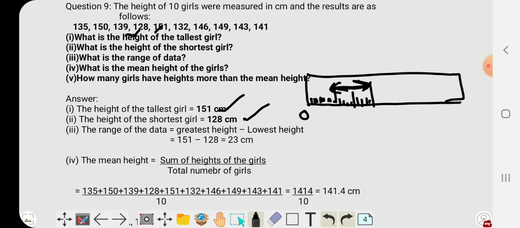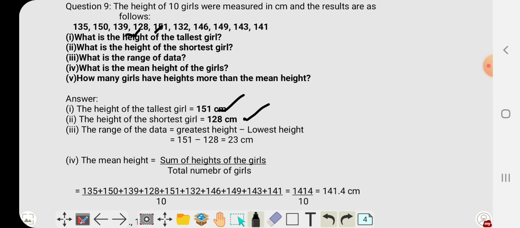Now next, the third part of this. The range of data. The range of data means greatest height minus lowest height. Greatest height is 151 and lowest is 128. So we have got 23 by subtracting. Fourth is, what is the mean height of the girls? To find the mean height, we will add all the heights and we know there are 10 girls, so we will divide the sum by 10. We have got 1414 and on dividing it by 10, we will get 141.4 centimeter.